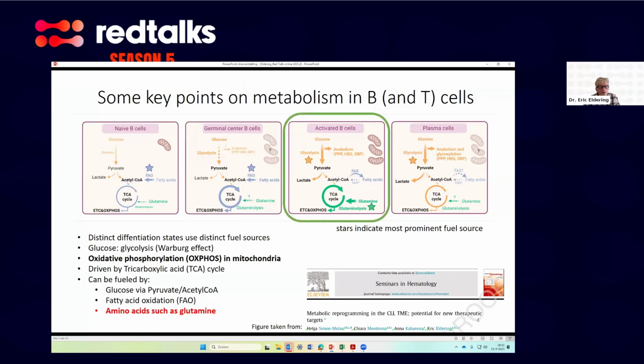Also important to realize, I think, is that CLL cells in general, especially the lymph node state, where they are active, mostly seem to resemble the activated B cell state.